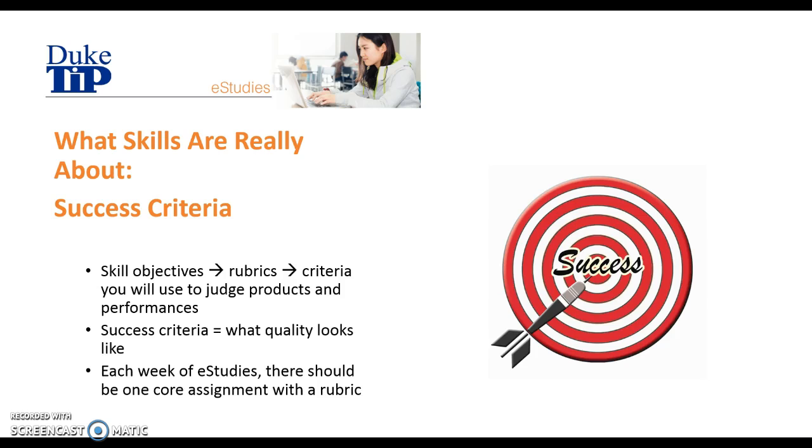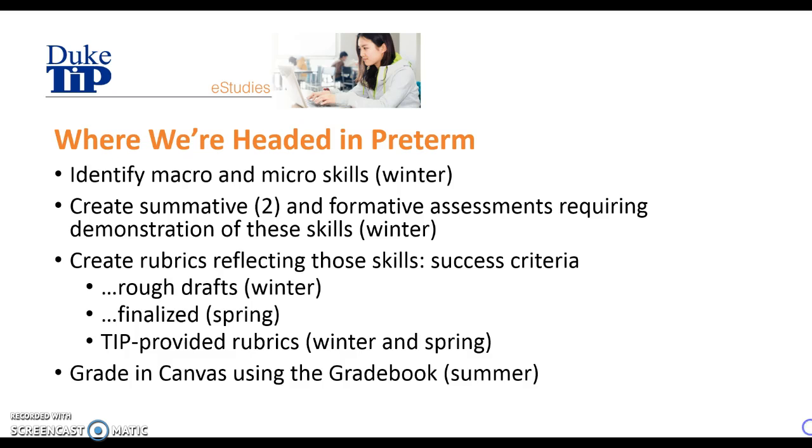Skills are also really about success criteria, and you know where success criteria end up? On rubrics. So first you plan your skill objectives, and then those same objectives show up on the rubrics as success criteria, what you use to judge your students' products and performances. That's telling your students what quality looks like in your class. Each week of eStudies, your students should be able to look at that week in the term, know what a core assignment is, and see that success criteria on a rubric, whether it's a very small rubric or a large one. So this is the task you're headed for in preterm, and we're scaffolding this out for you.